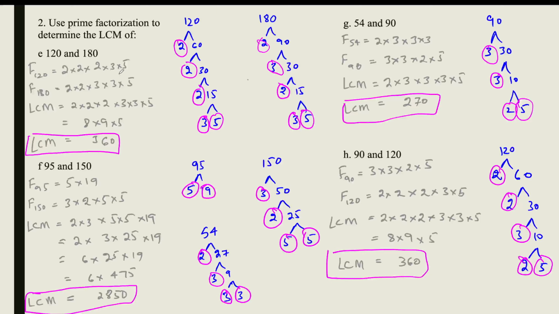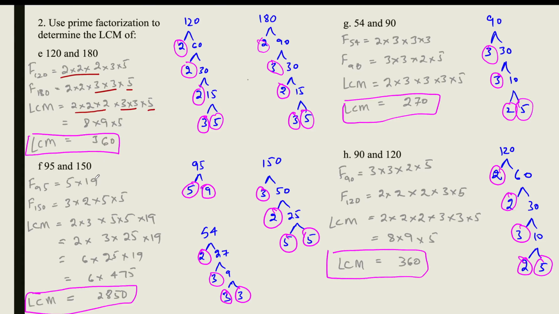We express the factors of each number. Then in here, as you can see, the highest power of factor 2 is 3. The highest power of 3 is 2, and the highest power of 5 is 1. So in here we write the common factors, we multiply them, and we get our lowest common multiple.